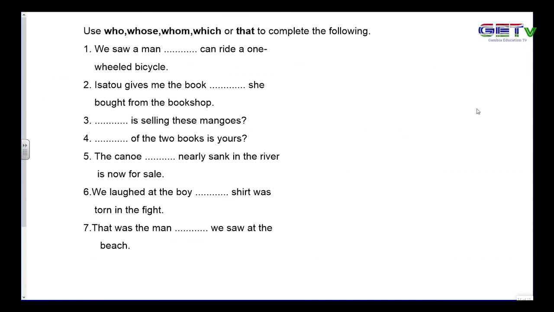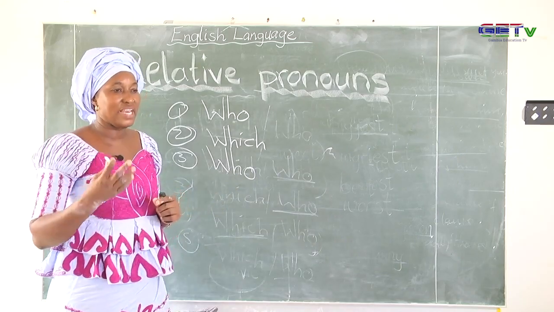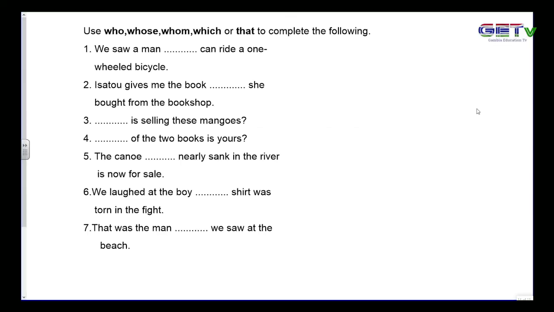What can we use here? Which of the relative pronouns can we use here? We can take who. Who is selling these mangoes?